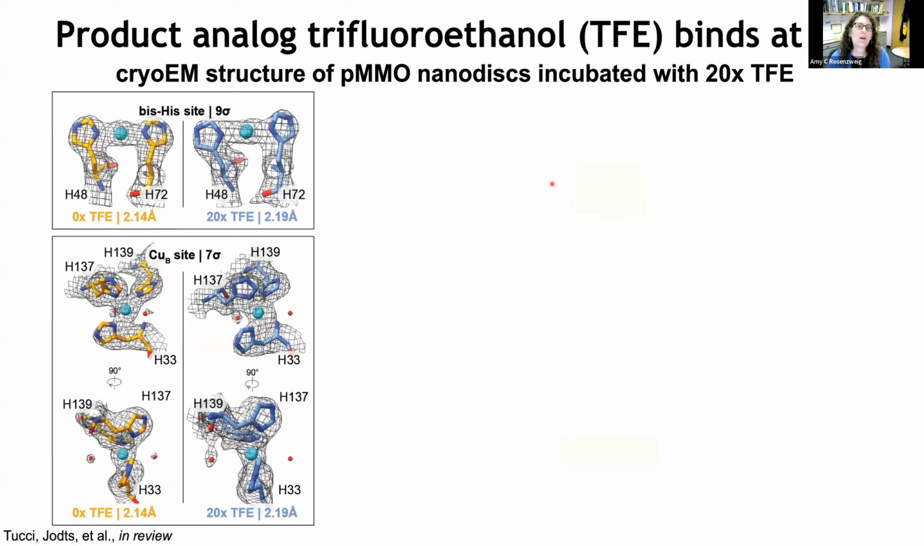In parallel, Frank was able to determine the cryo-EM structures of PMMO in the nanodiscs with TFE. Shown here is just the density for the copper sites, the copper B site, and there's another site in this PMMO that I didn't even mention called the bis-His site. We're comparing them with no TFE and 20x TFE, and you can see that these sites remain the same, and that's consistent for the copper B site with the fact that we don't see any coupling of the TFE to that site.